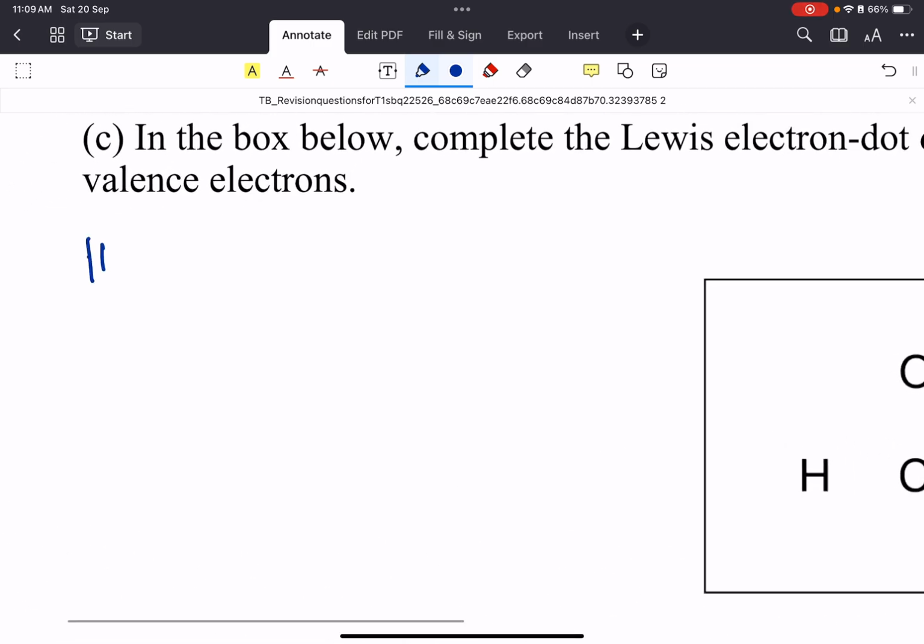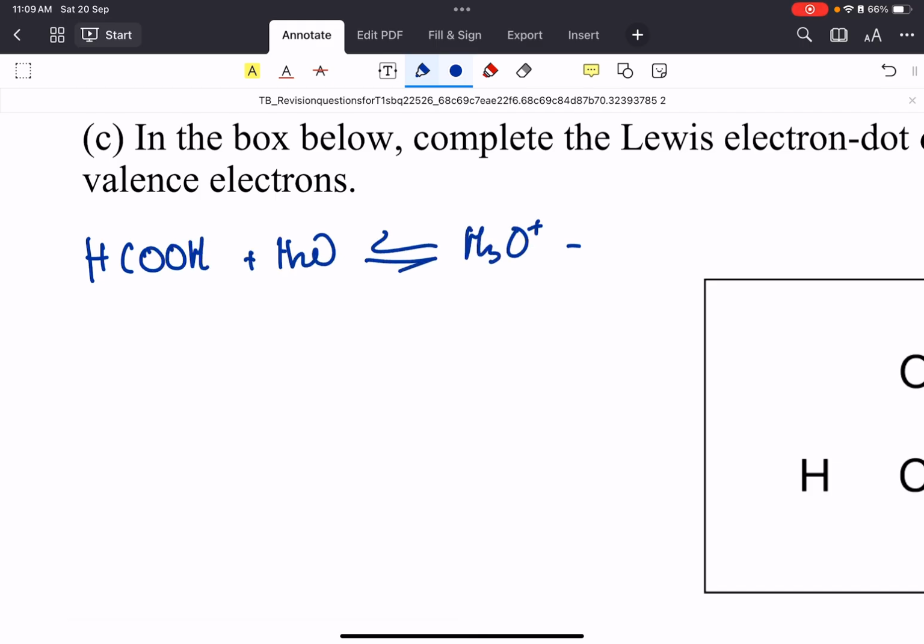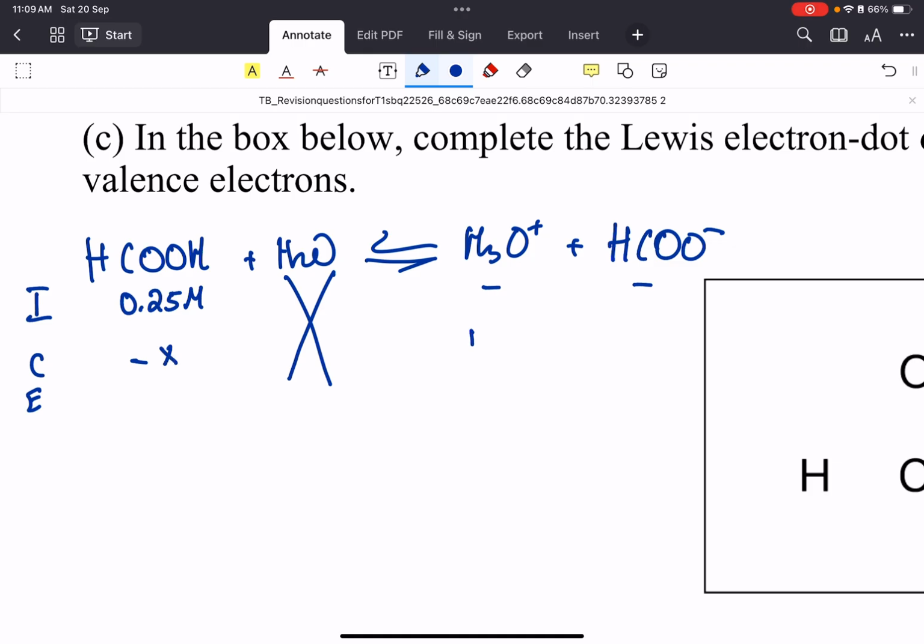So you write again the equation: HCOOH plus H2O, H3O plus, and HCOO minus. Now, initial, change, equilibrium, just like I taught you in class. You put here the original concentration. Now minus X consumed, plus X, and at the change I have minus X, X, and X.